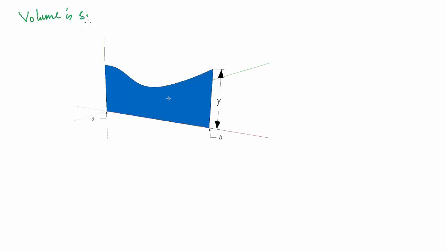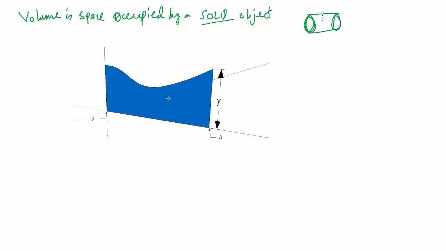Volume is space occupied by a solid object. For example, when we have a cylinder, with this height and this radius, the volume of the cylinder is going to be pi r square h. So volume is space occupied by a solid object.